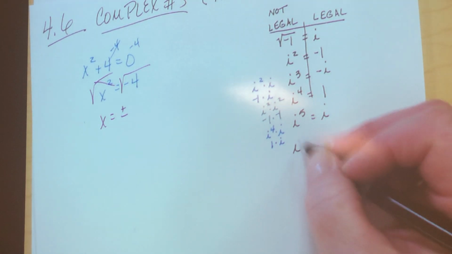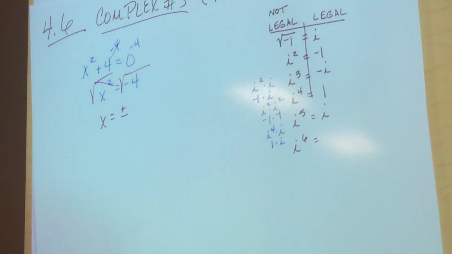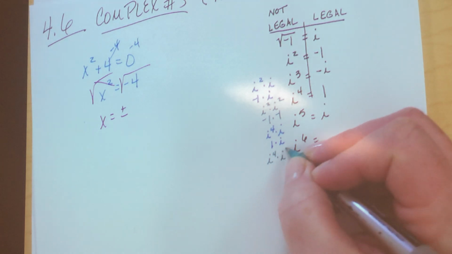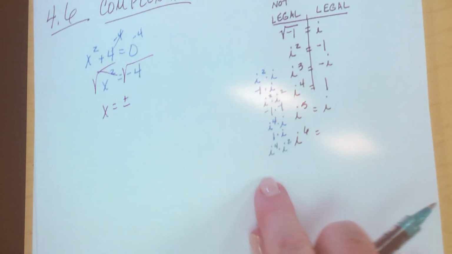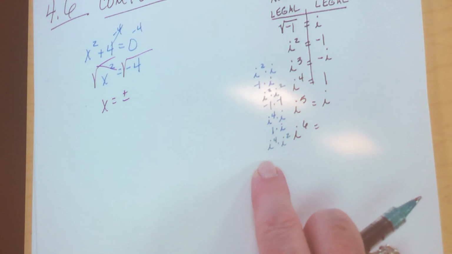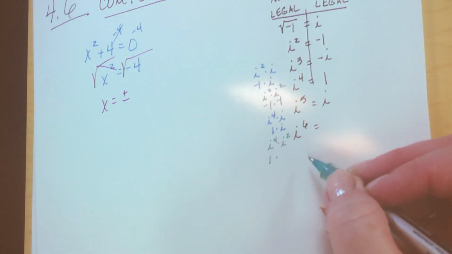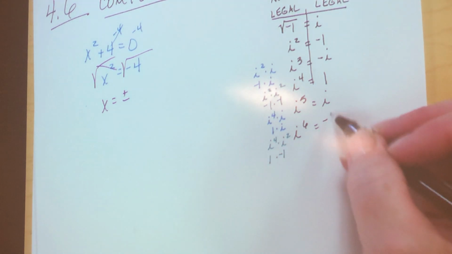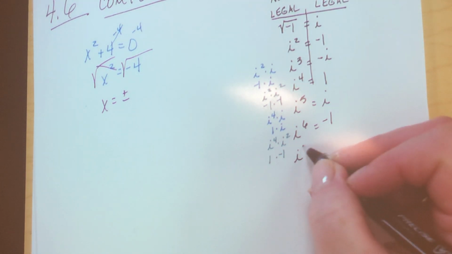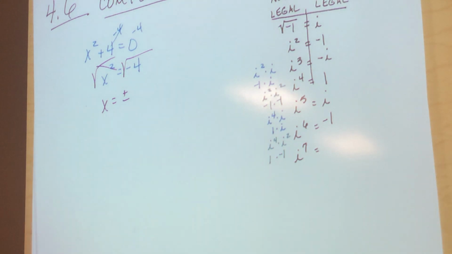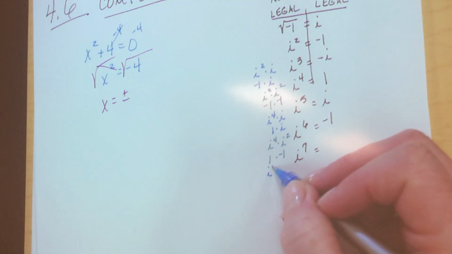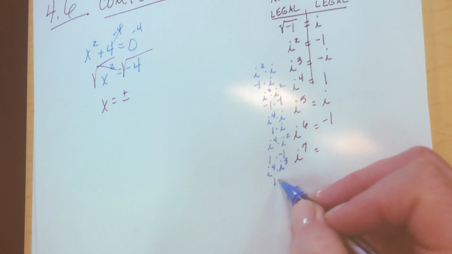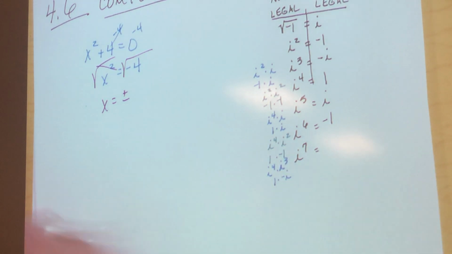All right, what about i to the 6th? Well, let's see. I'm going to say i to the 4th times i to the 2nd. What's i to the 4th? 1, times what's i squared? What's 1 times negative 1? Negative 1. This is weird. What about i to the 7th? Well, that's going to be i to the 4th times i to the 3rd. So that's 1 times negative i. That's going to be negative i.